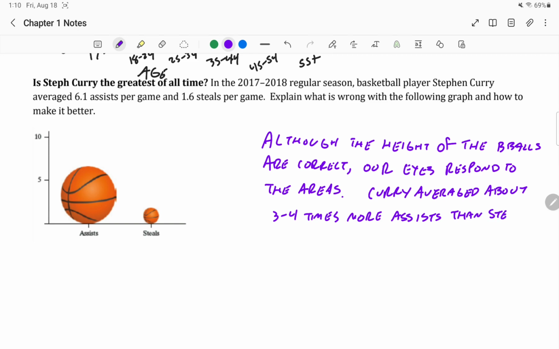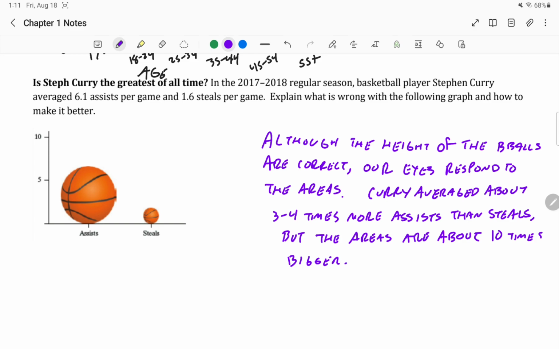But this graph, that's right, the areas are about 10 times bigger. If you do the math, it's close enough. All right, so that's what's wrong with it.